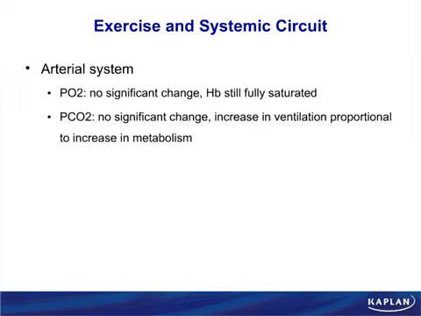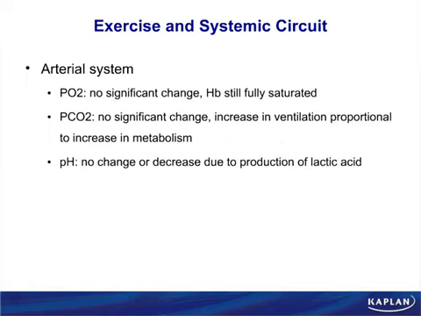The arterial system. In general, PO2 is fine. Hemoglobin is fully saturated. PCO2 is usually fine, doesn't usually change a lot, which means that the increase in ventilation is proportional to the increase in metabolism. You might see CO2 starting to sneak down as you go to higher and higher levels, but it's not going to go up. If anything, it's going to go down, and there is a tendency for it to go down as you approach max. But what this says is we're maintaining PO2 and PCO2, so the lungs are doing their job in exercise.